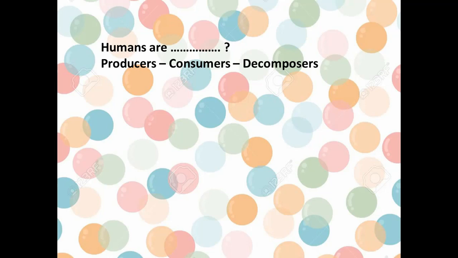Okay. Humans are decomposers as they feed on dead bodies? We as humans, we feed on the dead bodies? Sure no. We don't feed on dead bodies. So we are not decomposers.